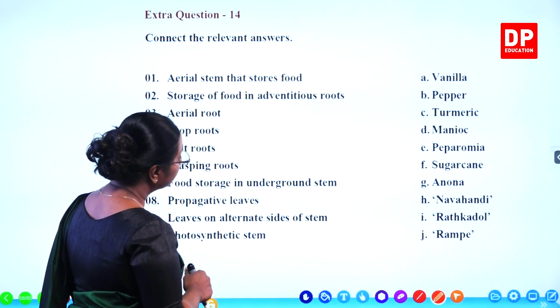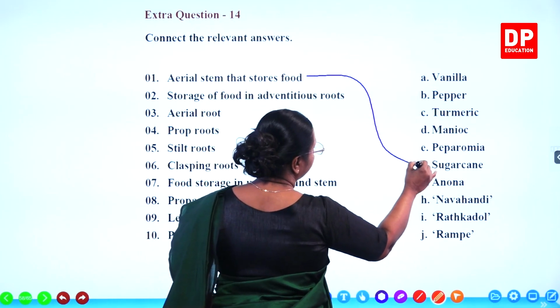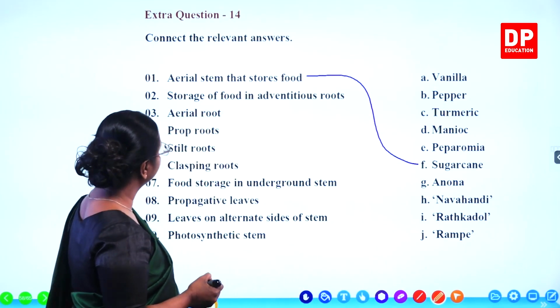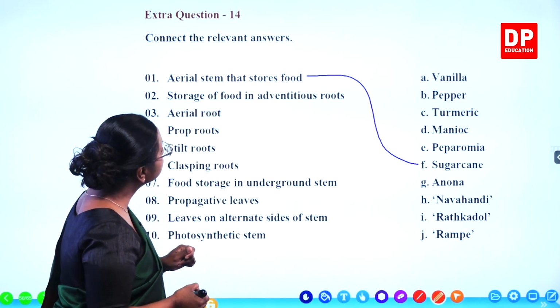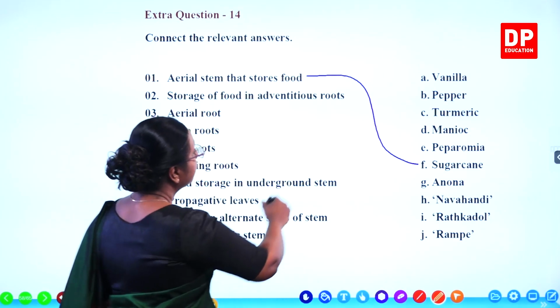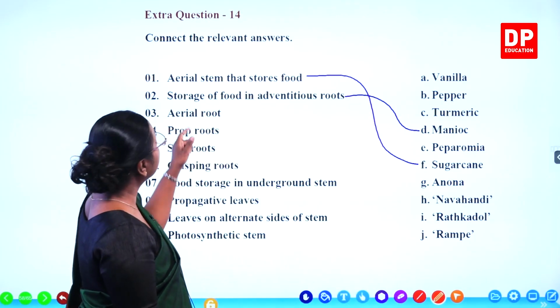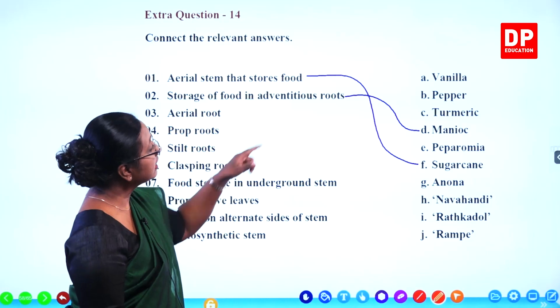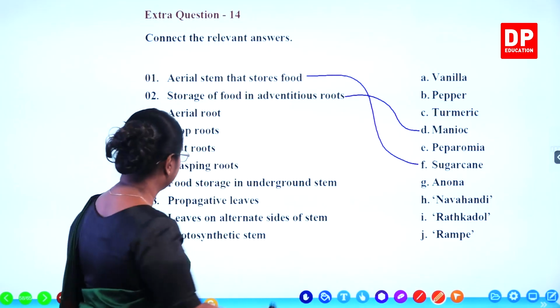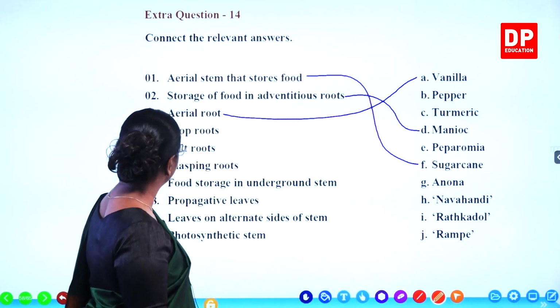Aerial stem that stores food. You know sugarcane stores food, so here you have to connect it with sugarcane. Then storage of food in adventitious root. What is that? It is manioc. Then aerial roots. Aerial roots are found in vanilla.